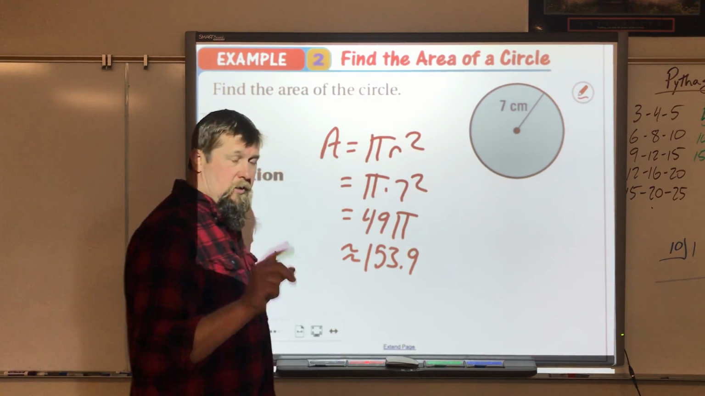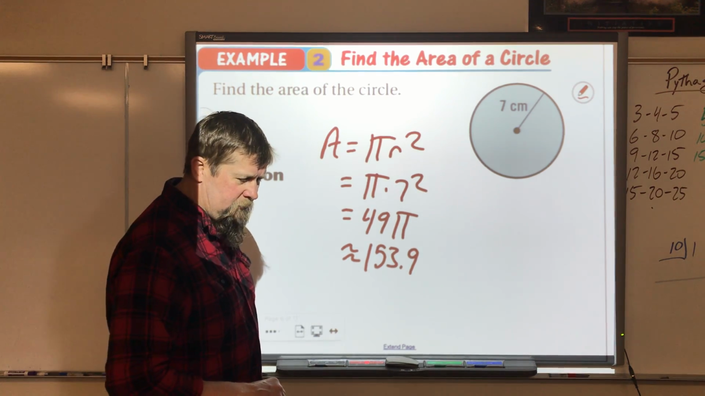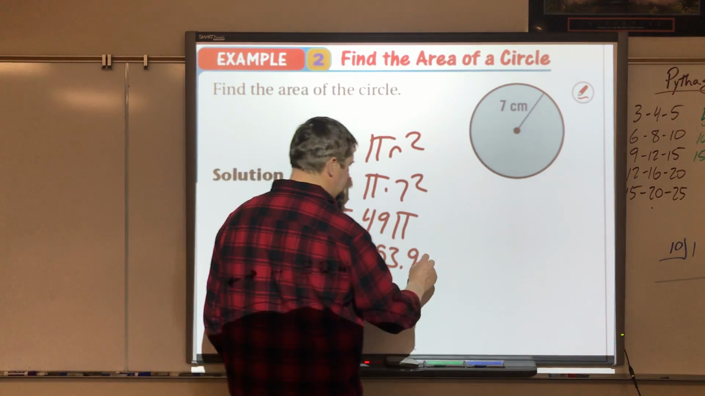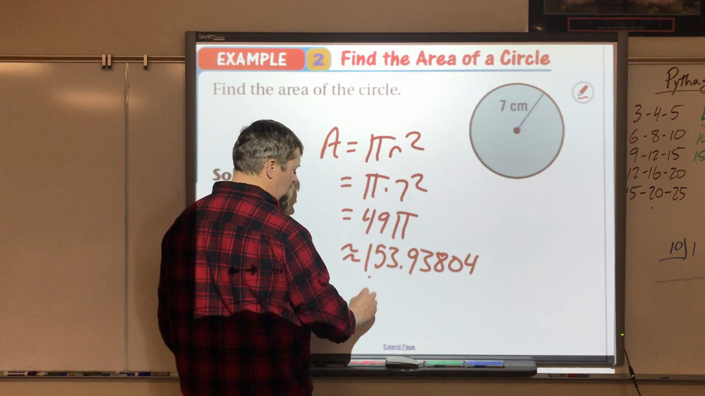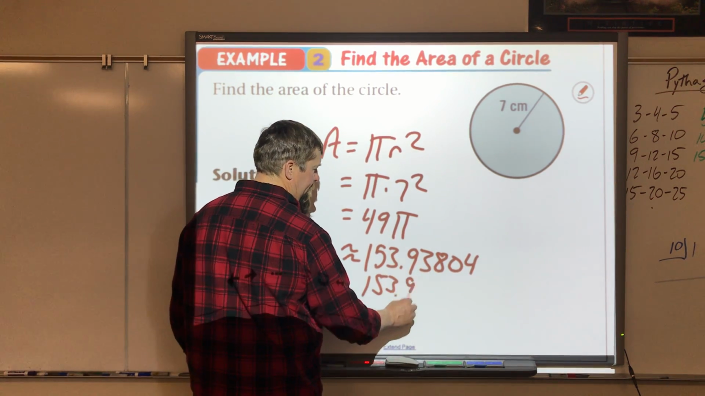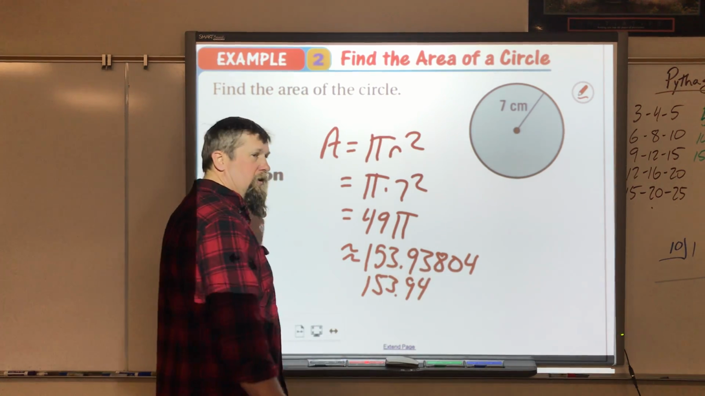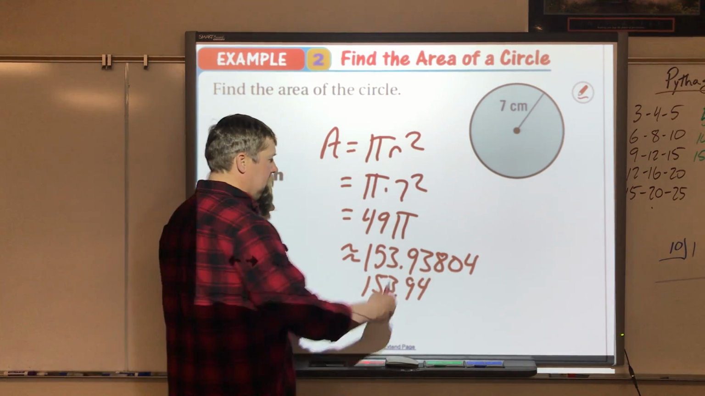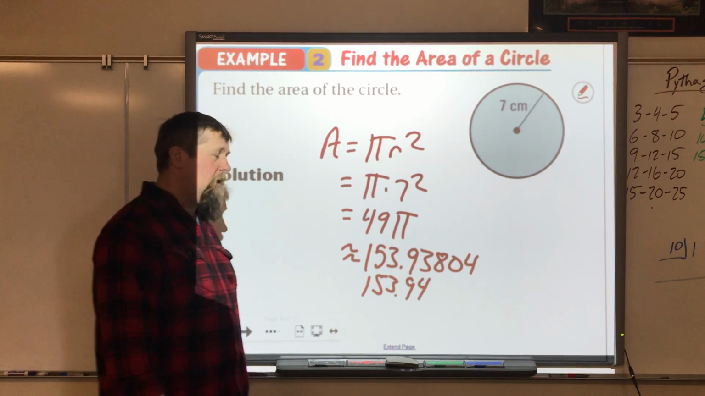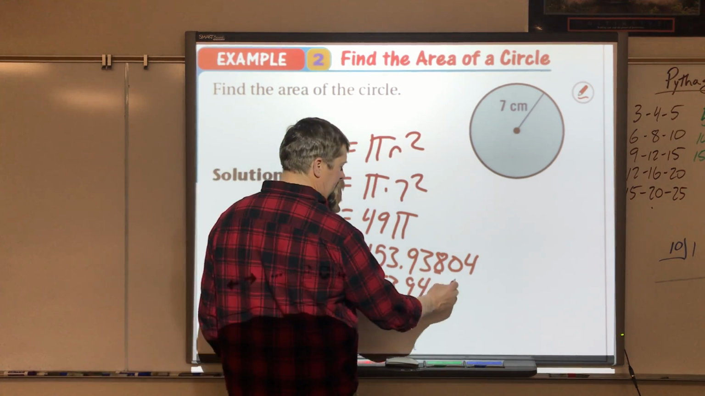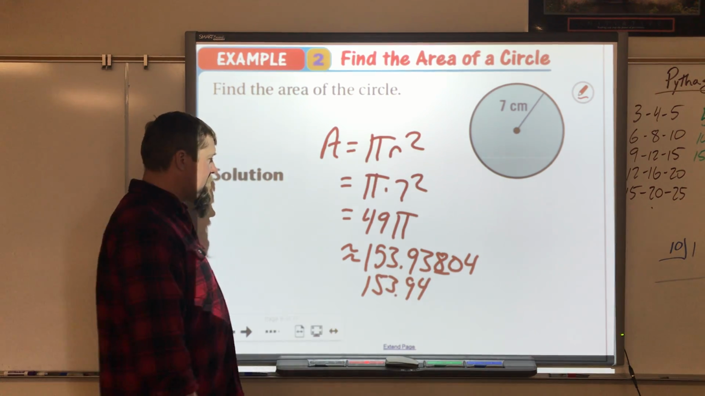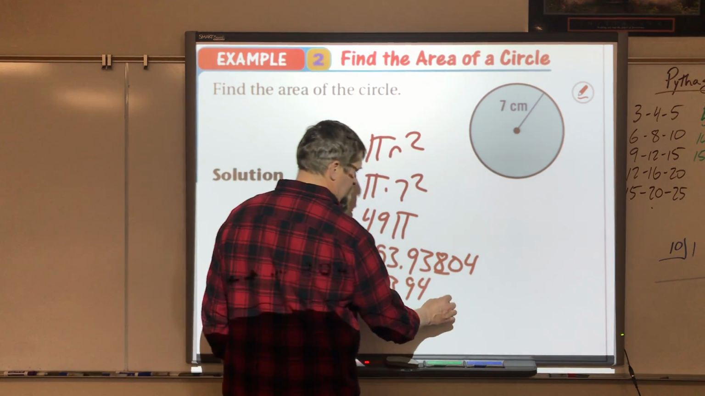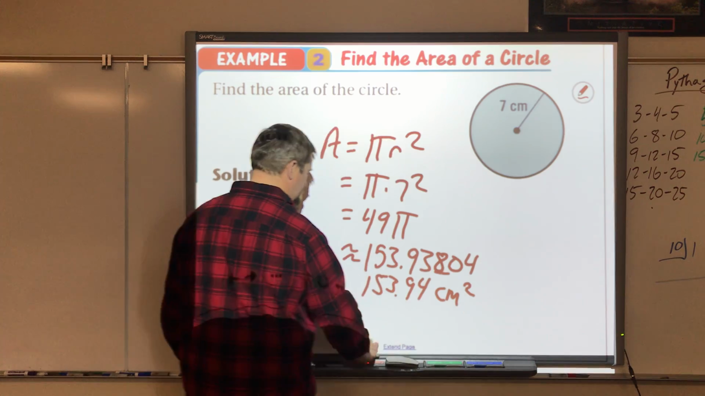Now, the reason I said 153.94 is because I rounded the 3 up to 4, because the next number is 5 or bigger. So whenever the next number is 5 or larger, you round that number up to the next one. Squared.